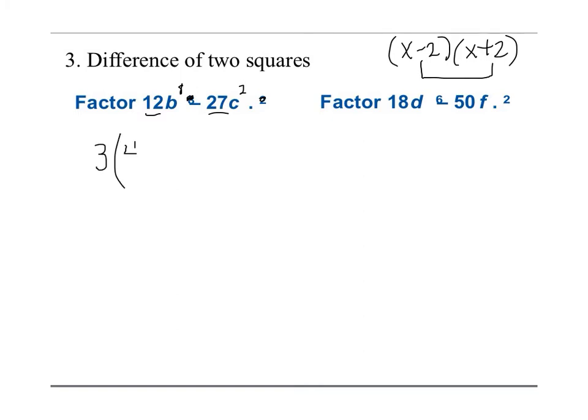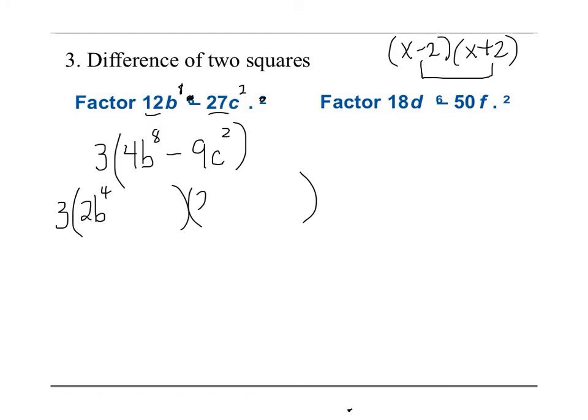So I would have 4b to the 8th minus 9c squared. Now I've got perfect squares. So this would be, just leave the 3 out here, 2b to the 4th, 2b to the 4th, minus, plus, 3c and 3c, and there you go. And that's done. You can do the same thing here.